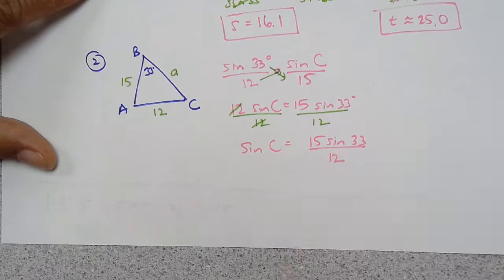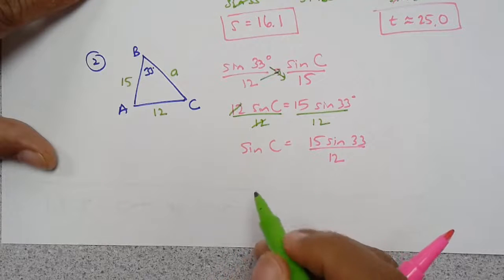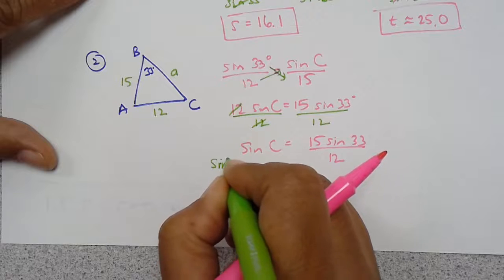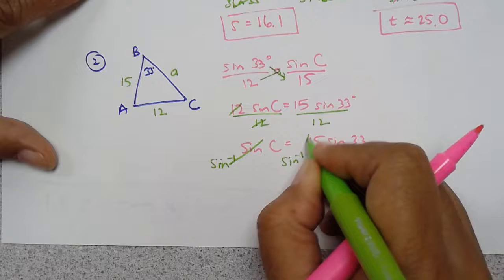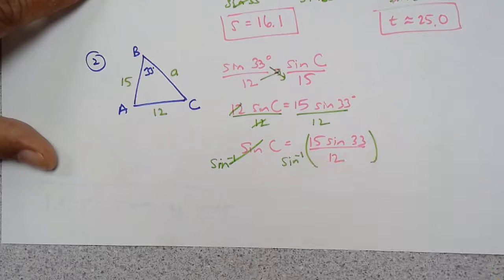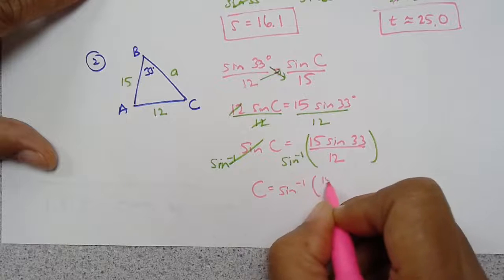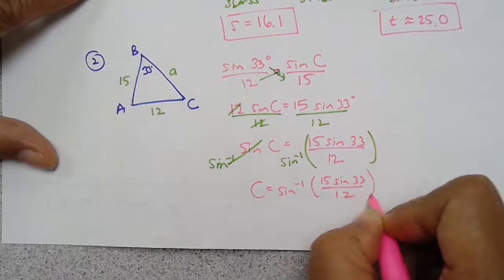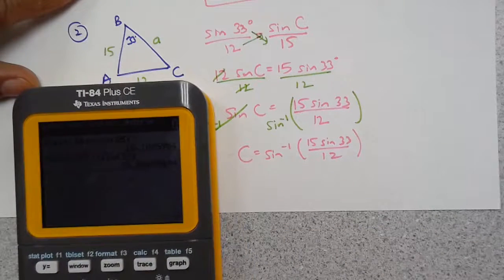And then the last step is to get rid of sine. And in order to get rid of a sine to solve for an angle, you have to use the inverse. So inverse of sine. And remember, you can do the inverse of this whole thing here. So we're going to have to hit the second button and then put all this inside the parentheses. Okay, let's go ahead and plug it into the calculator.